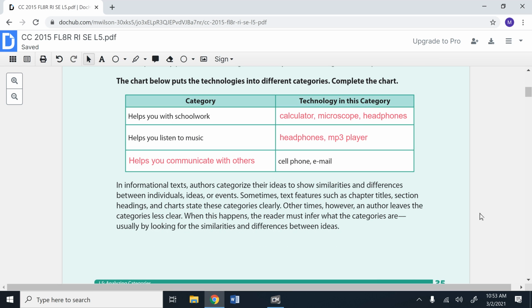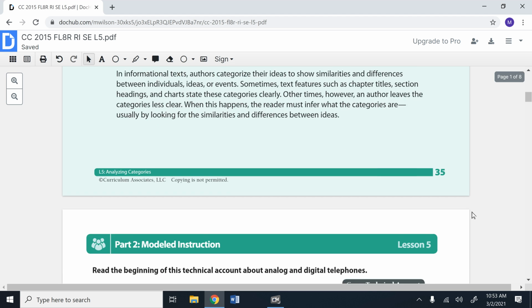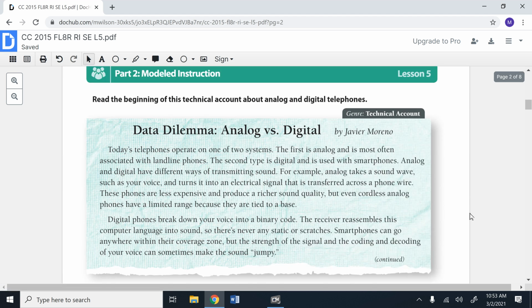In informational text, authors categorize their ideas to show similarities and differences between individuals, ideas, or events. Sometimes these text features such as chapter titles, section headings, and charts state these categories clearly. Other times, however, an author leaves the categories less clear. When this happens, the reader must infer what the categories are, usually by looking for the similarities and differences between ideas. So let's move on to part 2.